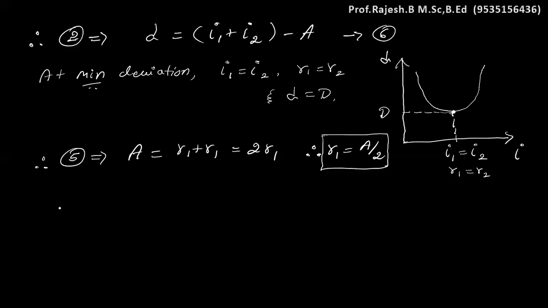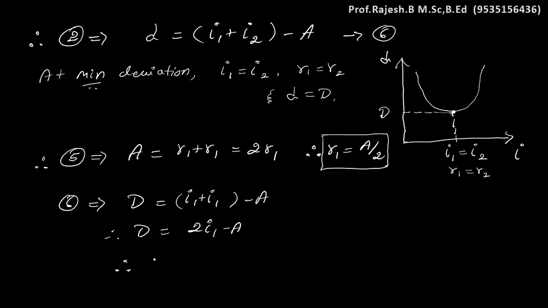In the same way, apply equation 6. The equation 6 becomes, small d can be written as capital D, I1 plus I2. I can write it as I1 plus I1 minus A. Therefore, D is equal to 2I1 minus A. Therefore, 2I1 is equal to A plus D. Therefore, I1 is equal to A plus D by 2.